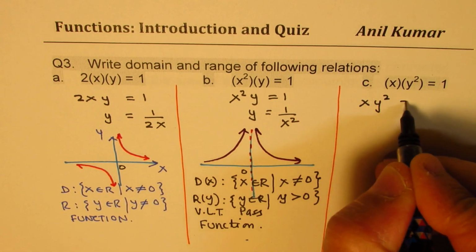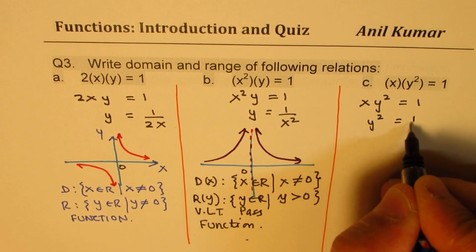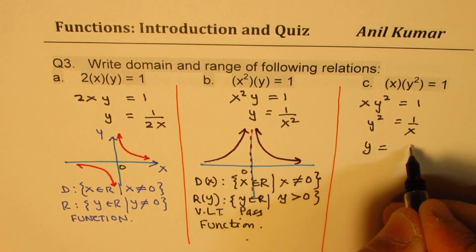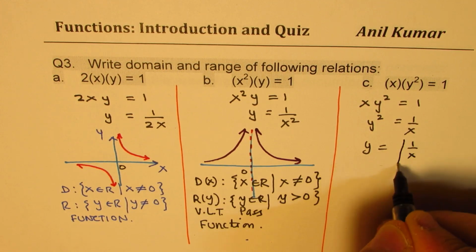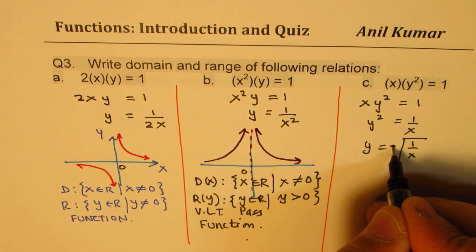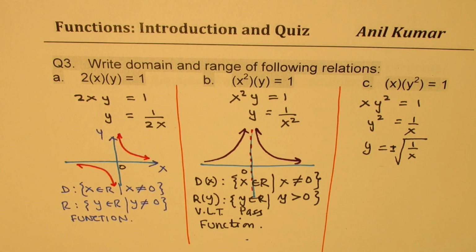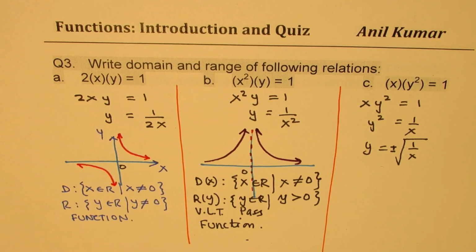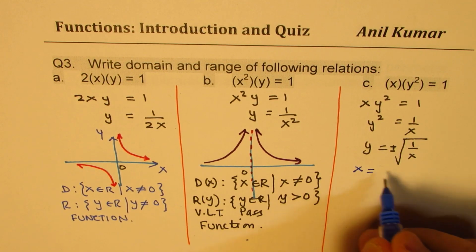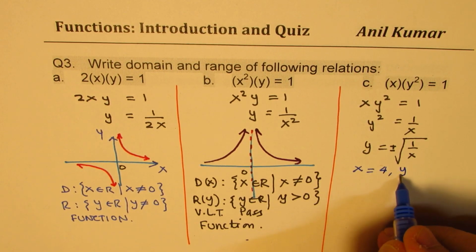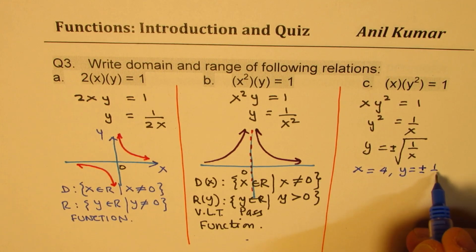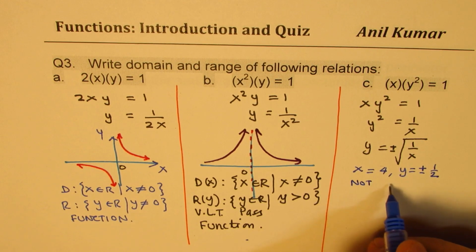x y square equal to 1, y square equals to 1 over x. So y is equal to 1 over x with the square root. Whenever we do square root, we do plus and minus. You get an idea, right? So that is what it is. So it is square root with 2 values. Now if I take a value of x as equal to 4, then y is equal to plus minus 1 over 2. Since there are 2 values for y, it is not a function.